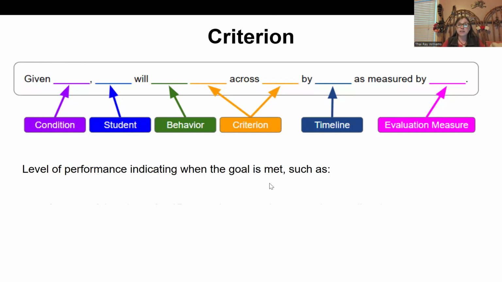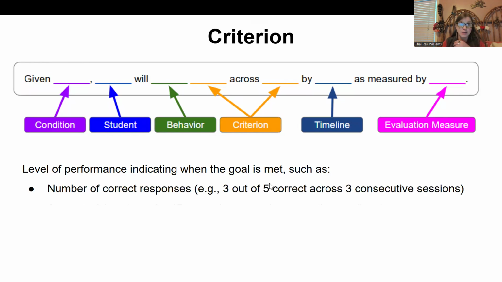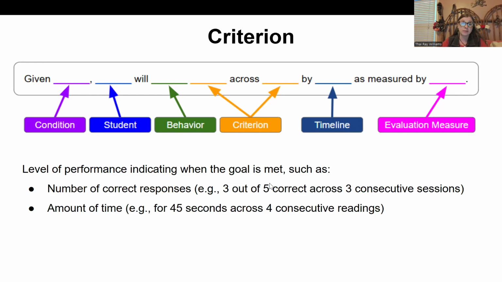And remember that the criterion is the level of the student's performance, and they need to demonstrate that across time. And this is how we know that they have met or mastered that IEP goal. So let's look at some examples. So your criterion could be the number of correct responses. So 3 out of 4 correct responses across 3 consecutive sessions. So correct responses might be like we were talking about, answering comprehension questions or solving multiplication equations, for example.